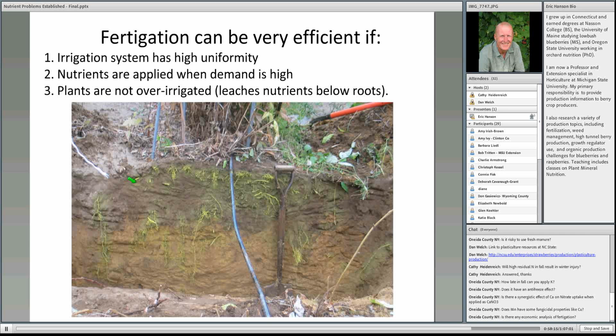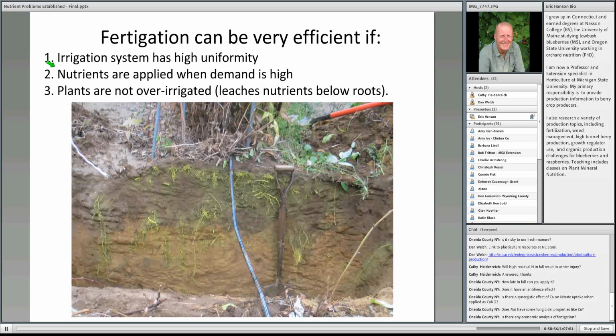So fertigation can be very efficient, assuming that first your irrigation system has high uniformity. In the Midwest and the Northeast, we're usually irrigating to supplement precipitation. So if your irrigation system's not particularly uniform, it's not such a big deal. But if you're supplying all your nutrition through that irrigation and the uniformity is poor, then that becomes a bigger deal.